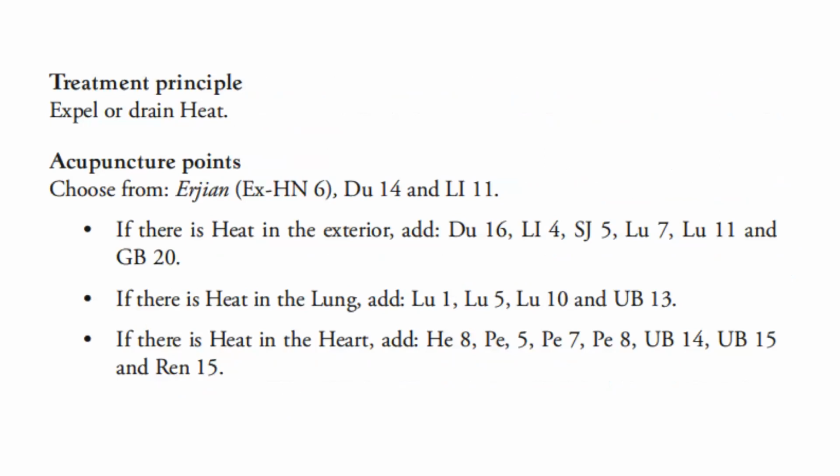For the treatment principle, we expel or drain heat. For the acupuncture points, we can choose from extra point of the head and neck 6, DU 14, and LI 11. If there is heat in the exterior, add DU 16, LI 4, Sanjiao 5, lung 7, lung 11, and gallbladder 20. If there is heat in the lung, can add lung 1, lung 5, lung 10, and urinary bladder 13. If there is heat in the heart, you can add heart 8, pericardium 5, pericardium 7, pericardium 8, bladder 14, bladder 15, and ren 15.